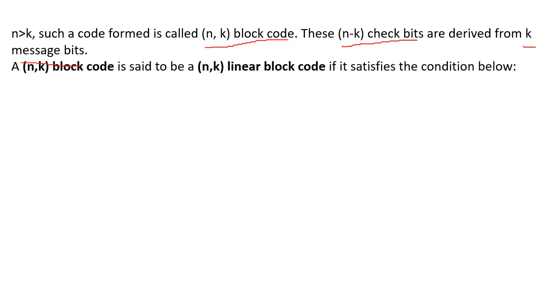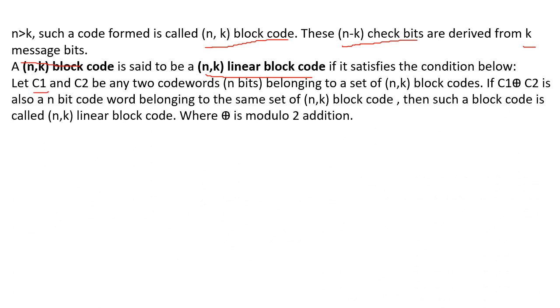An (n, k) block code is said to be an (n, k) linear block code if it satisfies the condition below. That is, if C1 and C2 are any two code words belonging to the (n, k) block code, and C1 XOR C2 is also an n-bit code word belonging to the same set of (n, k) block code, then such block codes are called (n, k) linear block codes, where XOR is nothing but mod 2 addition. So a mod 2 operation is an XOR operation.